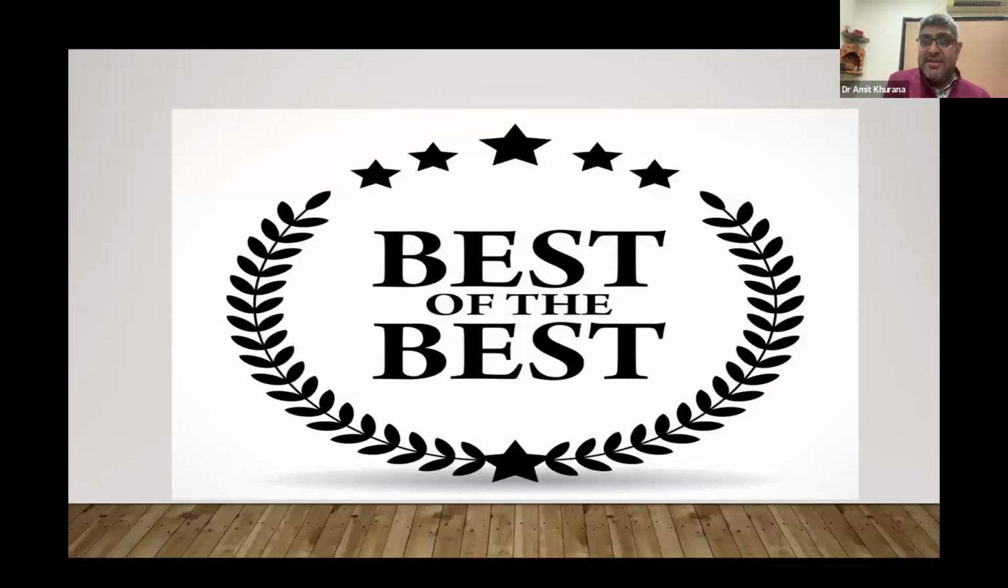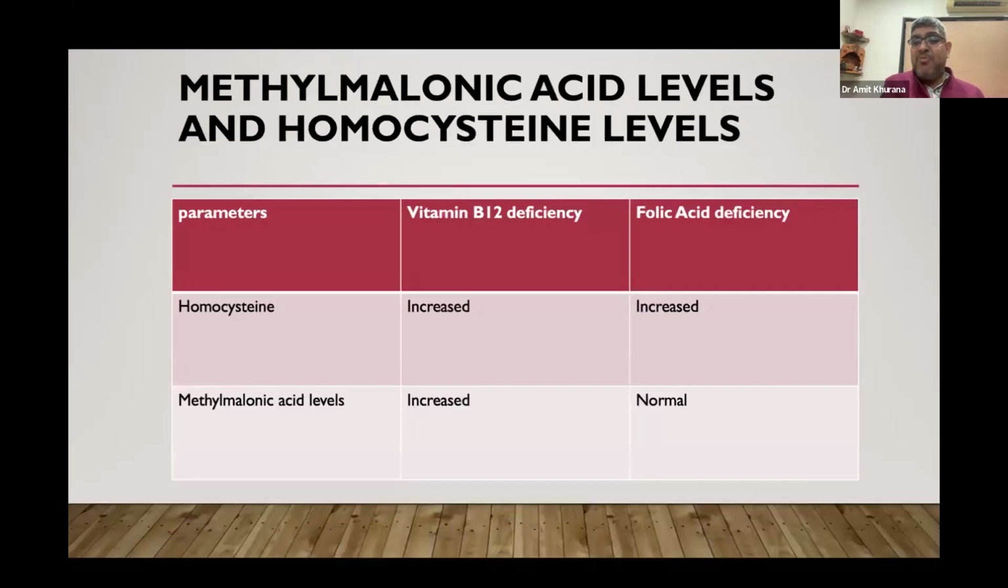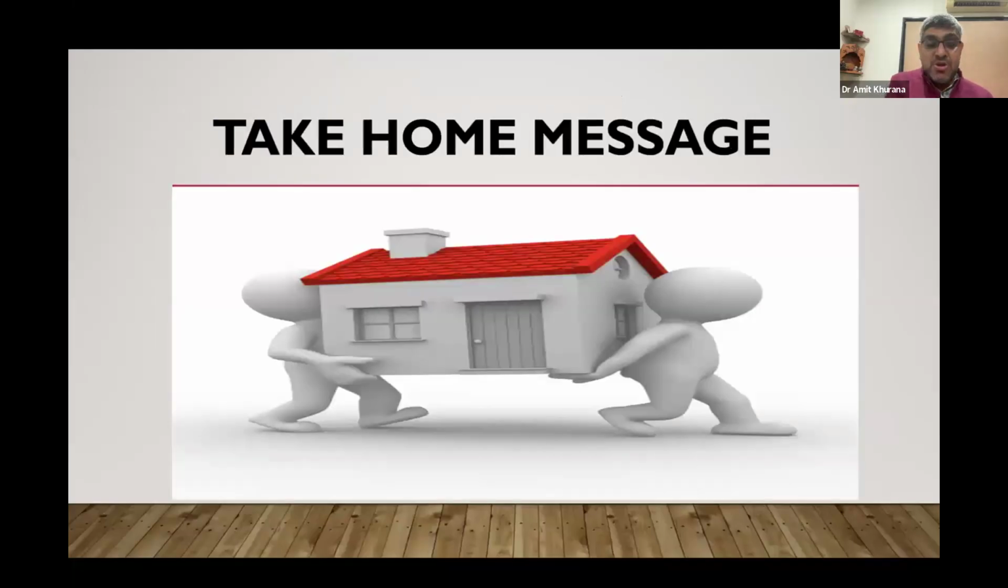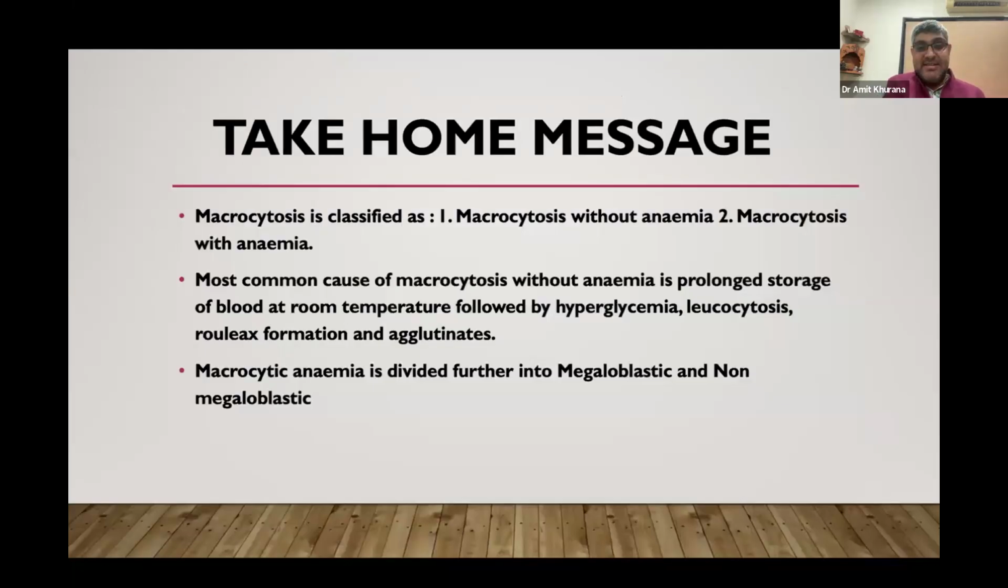But the best of the best test to diagnose B12 deficiency, very important, is MMA, that is methylmalonic acid levels, and homocysteine levels. In B12 deficiency, both your homocysteine and methylmalonic acid levels will be increased. But in folic acid deficiency, only your homocysteine levels will be increased and your methylmalonic acid level will be absolutely normal.